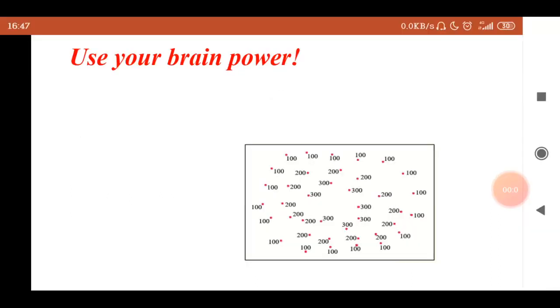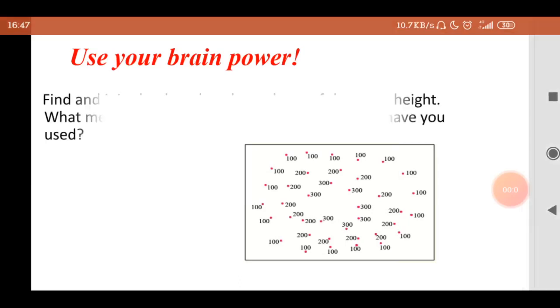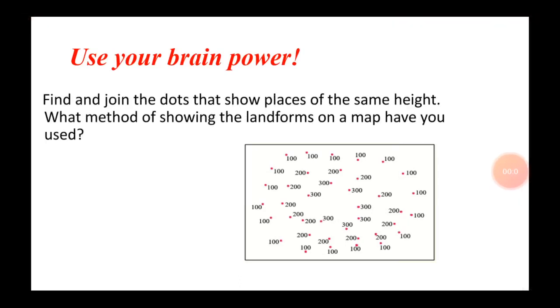Use your brain power. Find and join the dots that show places of the same height. What method of showing the landforms on a map have you used? Yes. After joining the dots that show places of the same height, you will come to know that this is the contour line method. This figure and question are given in your textbook on page number 41. Join the dots and write down the answer in the given box in the textbook.